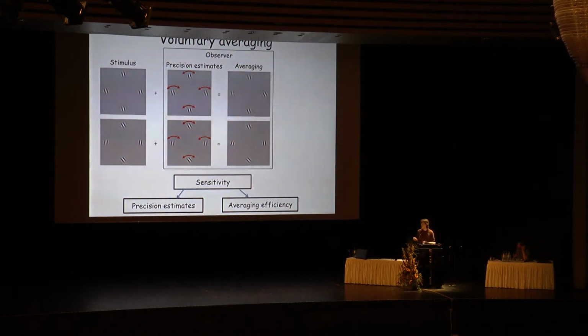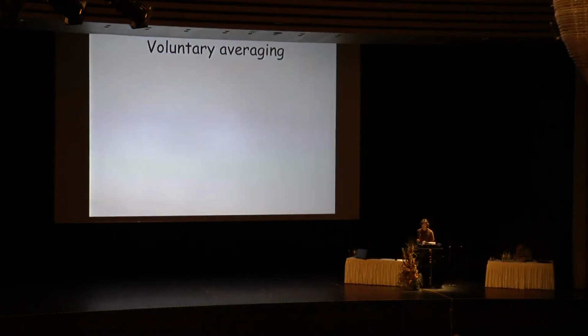And now again, what we're going to ask is whether these 2 processes are exactly the same. The model assumes that they are. Now we're going to test this. So I'm going to make you do the task. We present you 4 gabors, and you need to say if they are tilted clockwise or counterclockwise relative to vertical. This is voluntary averaging, and I want you to pay attention to the processing strategy that you're using.